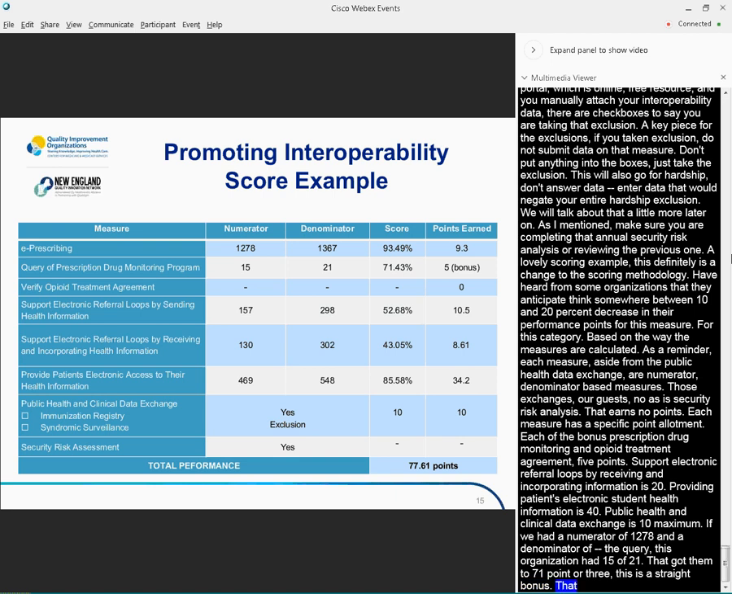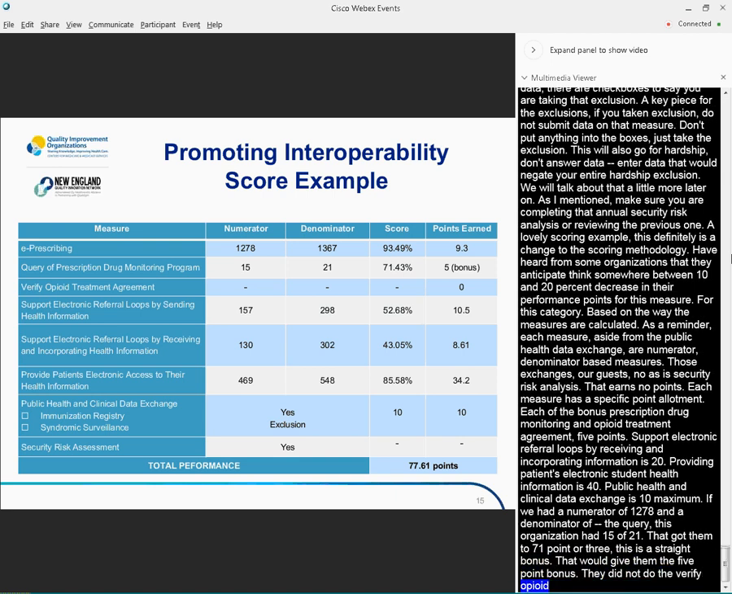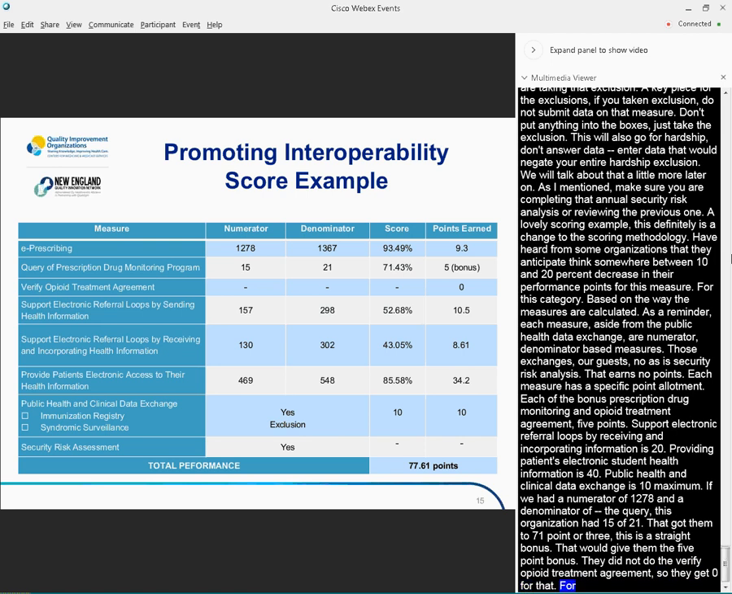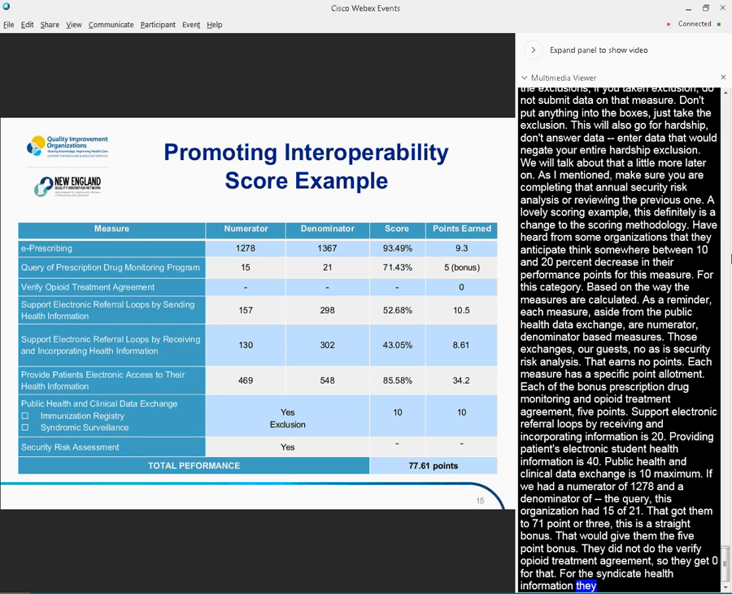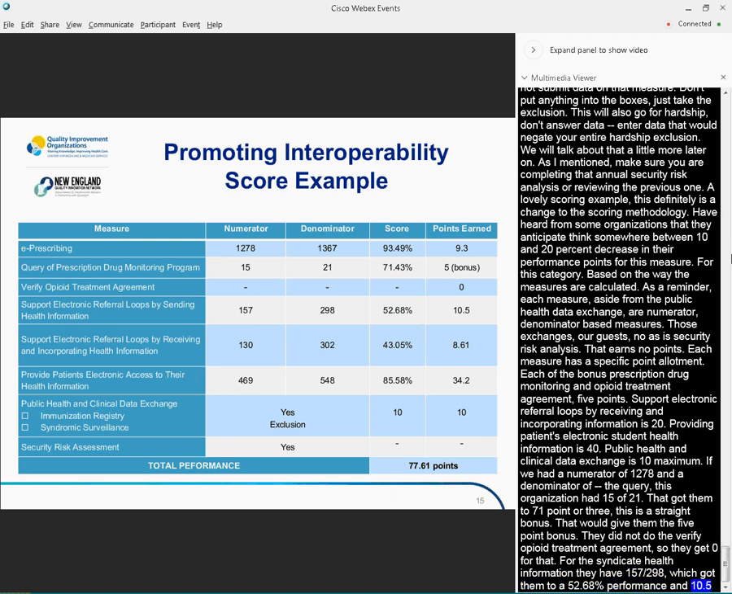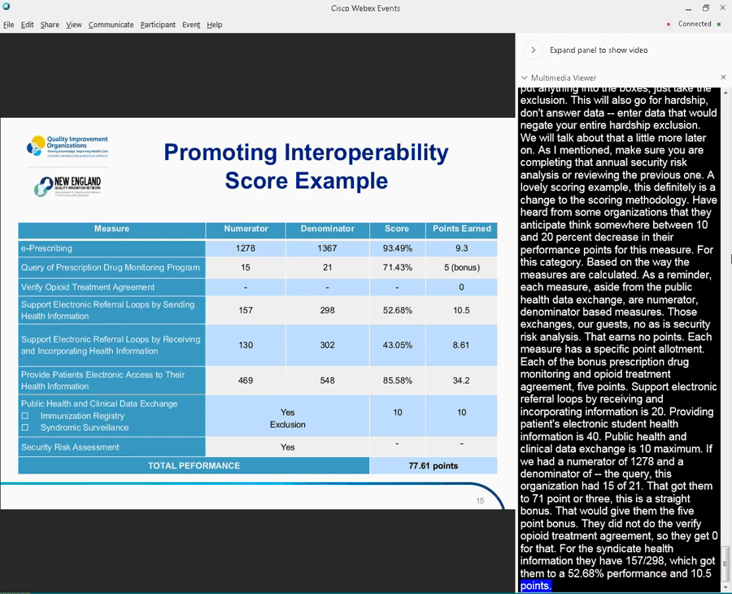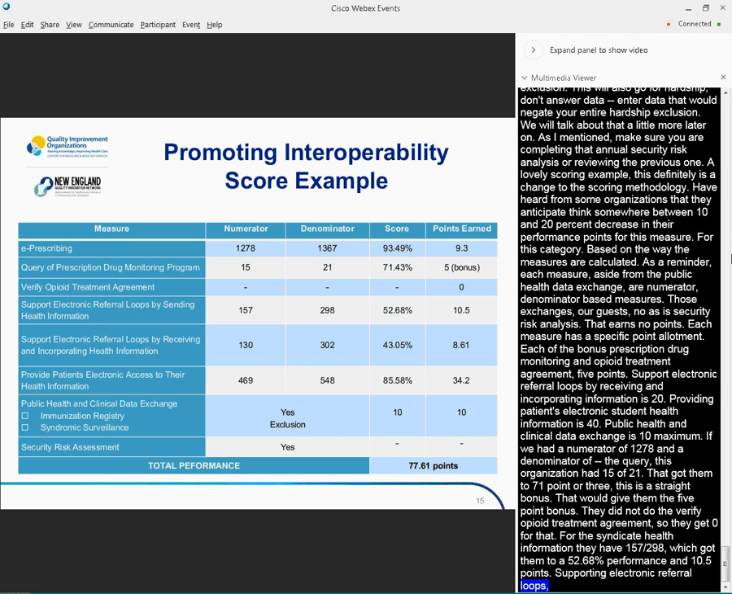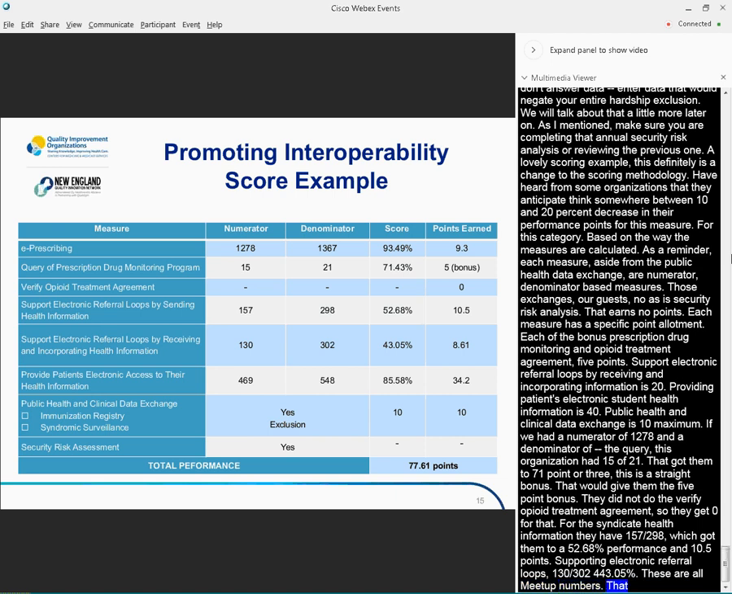For the sending health information, they had 157 over 298, which got them to a 52.68% performance and 10.5 points. Supporting electronic referral loops by receiving and incorporating the data, they had 130 over 302 for 43.05%. These are all made-up numbers, and that gave them 8.61. So providing patients electronic access was 469 over 548, which gave them performance of 85.58 and 34.2 points.